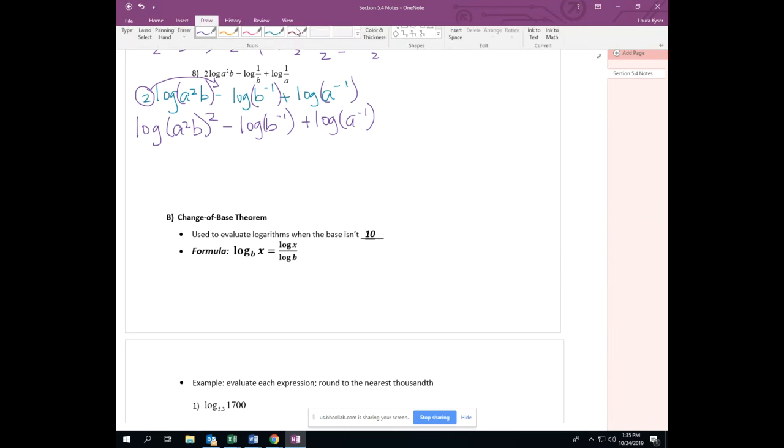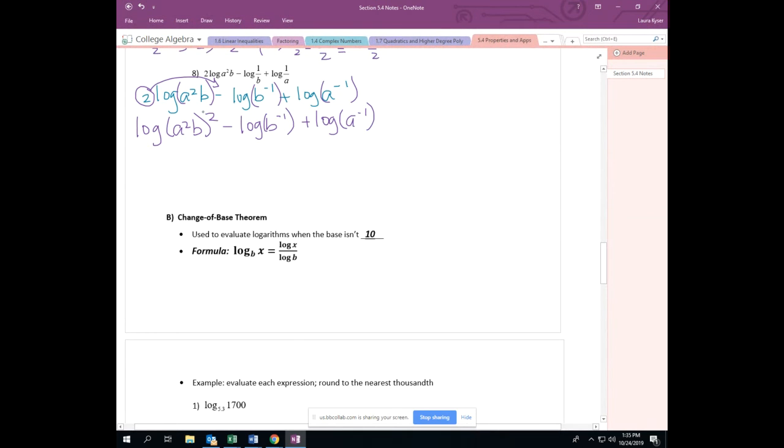Now, the reason why it's probably a good idea to write that thing in parentheses, other than the fact that it just looks better with parentheses, is that this here becomes the power of a product, so we have to bring this power in to make this thing simplest form. So, log of a to the 2 times 2, which is a to the 4th, b to the 1 times 2, which is b squared, minus log of b negative 1 plus log of a negative 1.